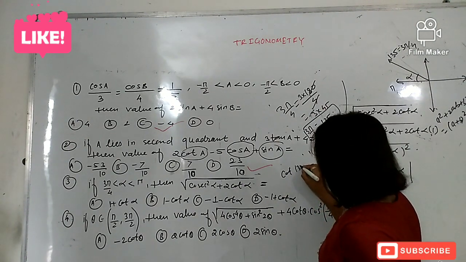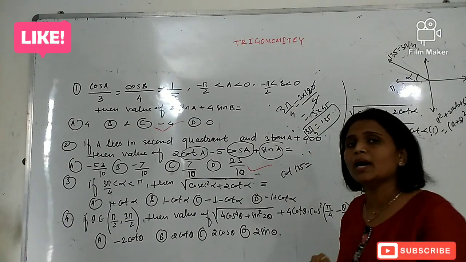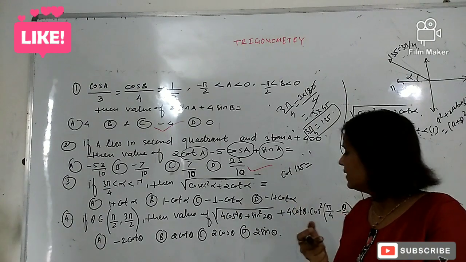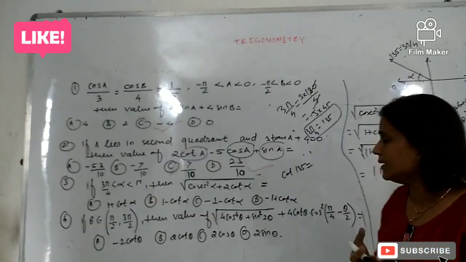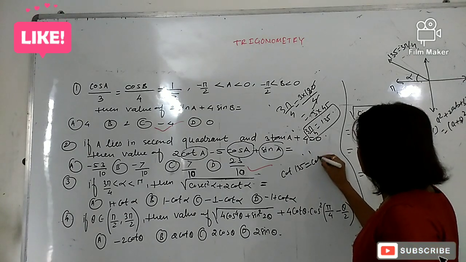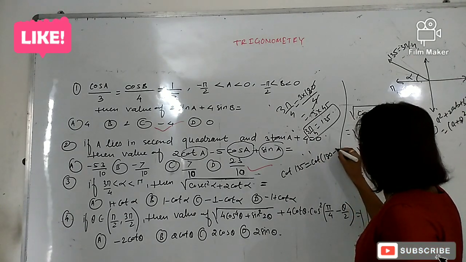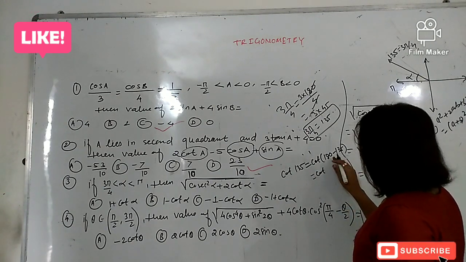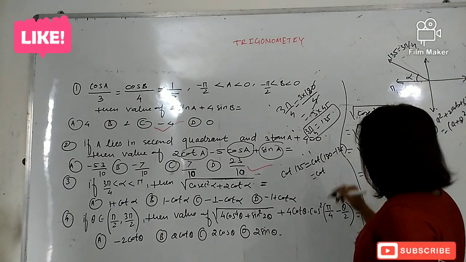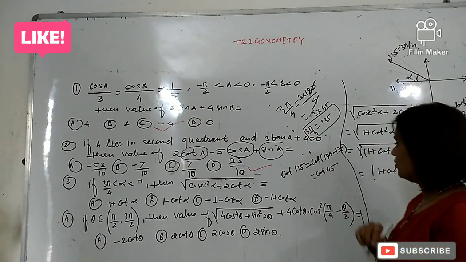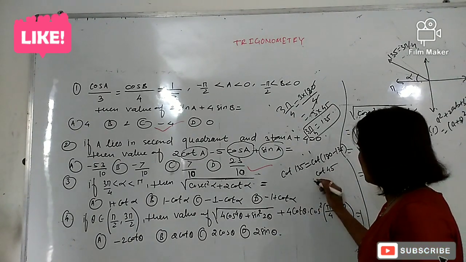So cot 135. I don't have this value directly in the table, so I have to go with the allied angle formula. And what is the allied angle formula? This cot 135 value is equal to cot of 180 minus 135. Okay. So cot of 180 minus 135, this subtraction gives you 45, and cot 45 value is what?